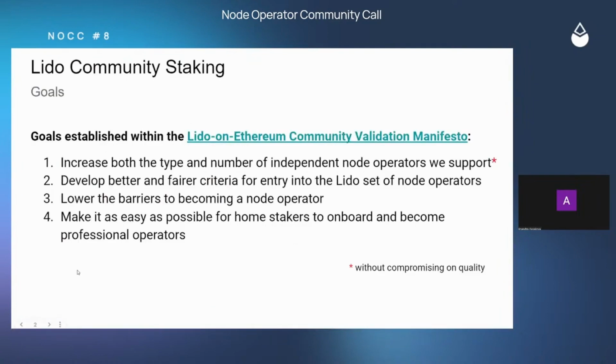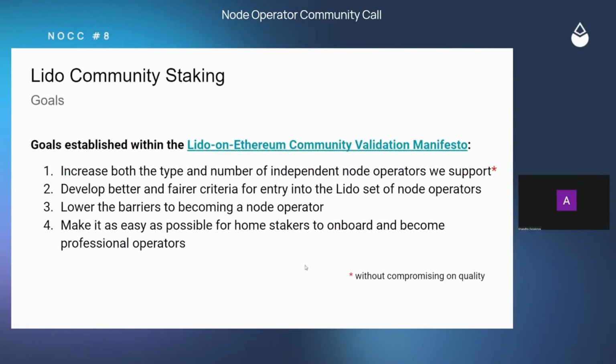So, several months ago, we presented the Community Validation Manifesto, where the Lido contributors gathered a common understanding of why solo staking matters and what we want to achieve as Lido contributors on our way of evolving the Lido node operator and validator set. Within the goals outlined in this document, we have committed to increase the number of independent node operators and to lower the barriers to becoming a node operator.